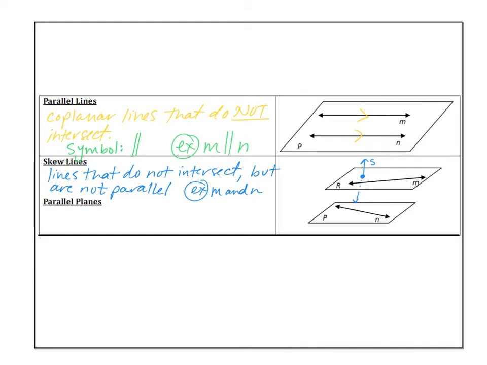The next term is parallel planes. This one's pretty obvious, I feel like. It's going to be two planes or a number of planes that do not intersect. So planes that do not intersect. And you can see over on the right, we have two planes, plane R and plane P. And so we could write something like R is parallel to P. And it would just mean that those two flat surfaces are never going to intersect. They are parallel to each other.